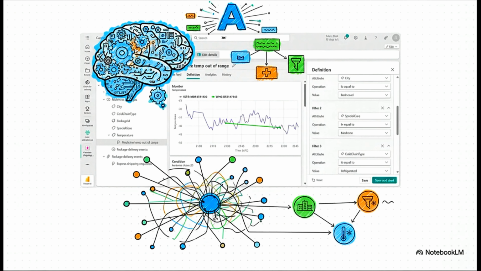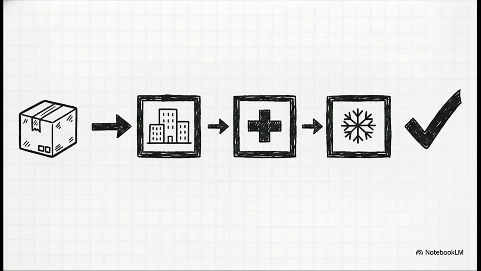We aren't just limited to one condition. We can stack multiple filters to be incredibly precise. And check out how simple the logic is. We just add our 3 filters one by one. Filter number 1 checks if the city property says Redmond. Filter 2 makes sure the SpecialCare property is medicine. And filter 3 confirms the ColdChainType is refrigerated. Only if an event ticks all 3 of those boxes will the rule even bother to look at the temperature.